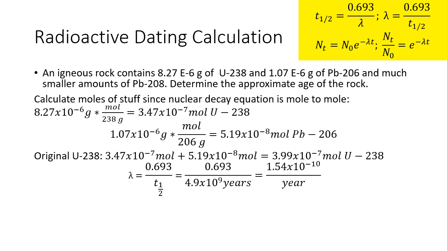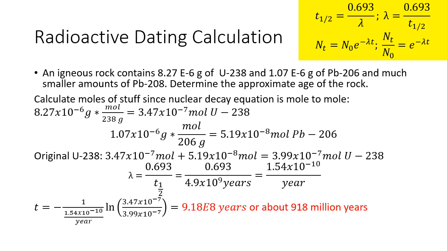Then we go ahead and we plug that into our N ratio equation. And I've simplified it a bit based on what they have in the book. You can go through the algebra yourself, or you can look in the book and see a similar calculation. Long story short, we get 9.1 times 10 to the 8th years, which is 918 million years, which is a long time.